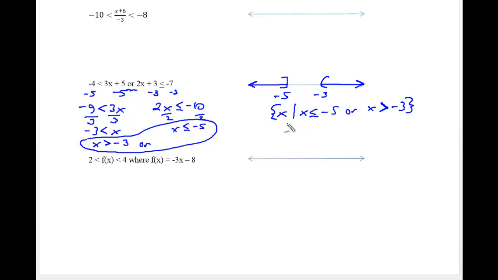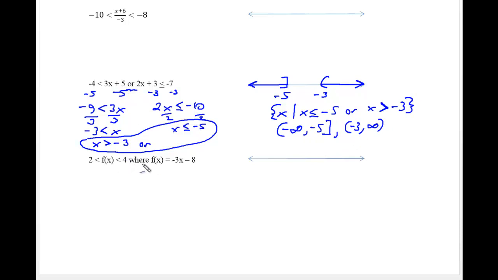The interval notation is going to be from negative infinity up to and including negative 5, so we have a hard bracket there. And then we have the other interval. You can use a comma, or you can use the union symbol if you want to instead. We're going to have from negative 3, parentheses, to positive infinity like that. So this would be the answer to this problem if we change the and to an or.